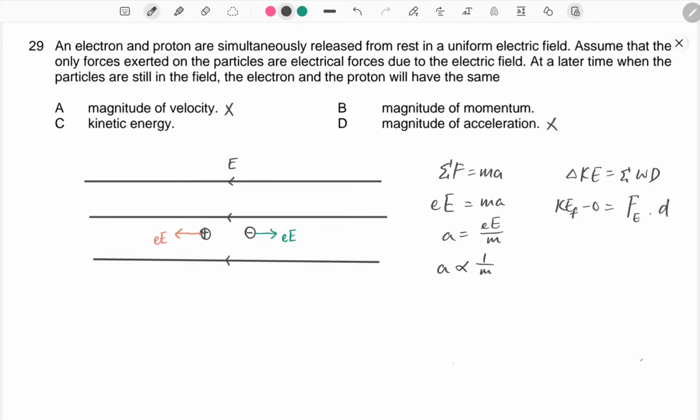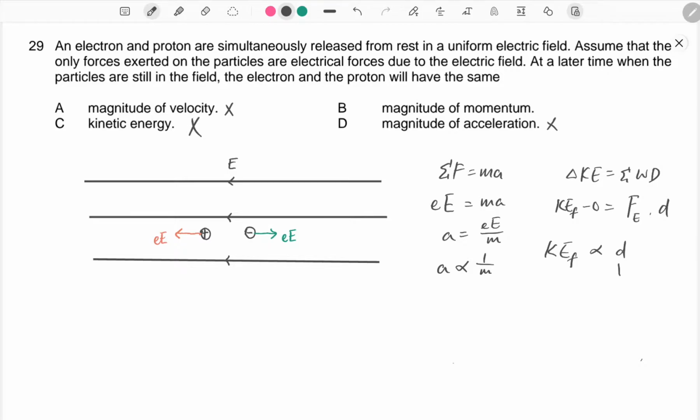But we note that the electron will have a larger acceleration, larger velocity later on. So it must have also moved a greater distance. Hence, the distance moved by the electron is larger. So KE final is proportional to d. So electron will have a larger distance, so electron will have a larger final KE. So this one will not be the same as well.